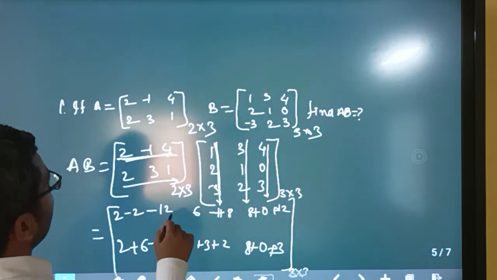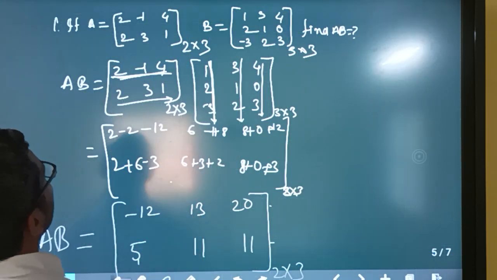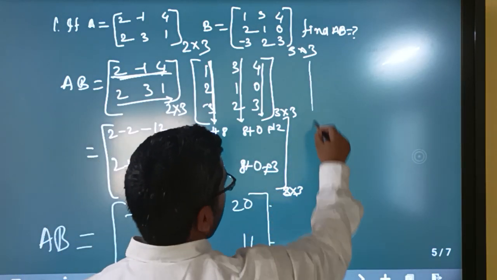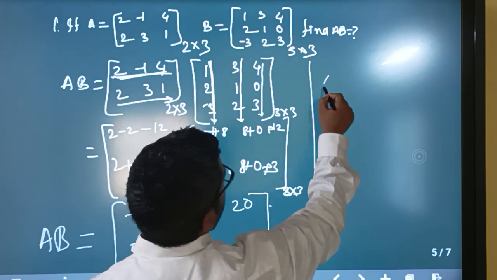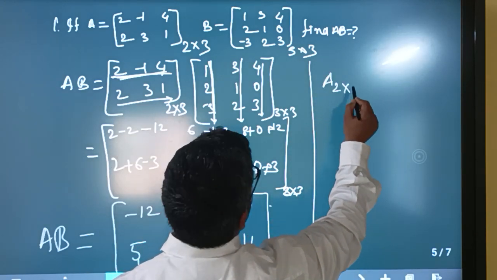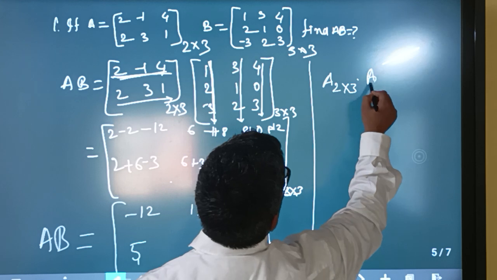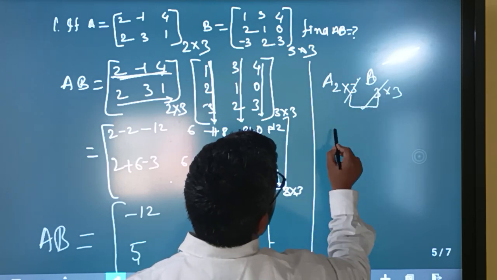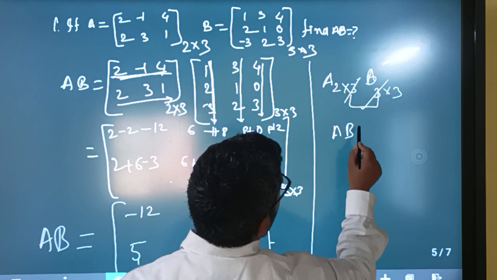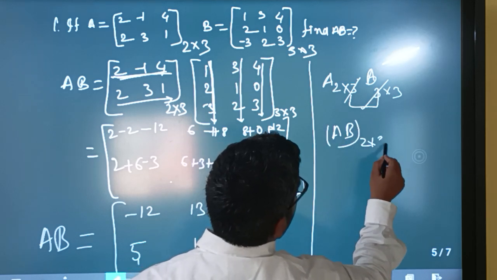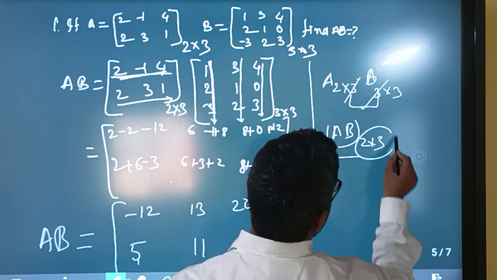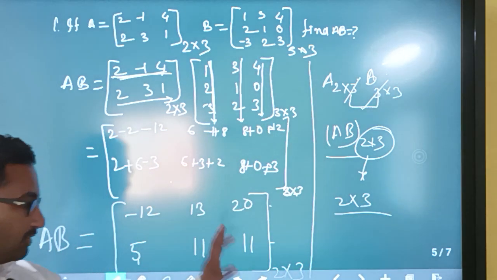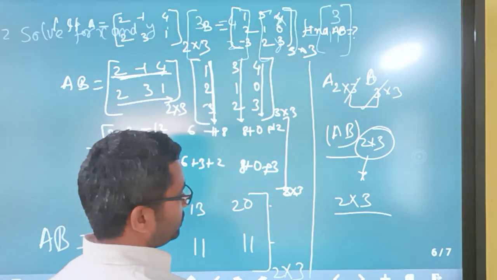So we can know the order of the product of two matrices directly from the basic concept. For matrix A, 2 cross 3, times B, 3 cross 3, the inner values are the same, so AB has order 2 cross 3. Directly we can know. So, the next question.